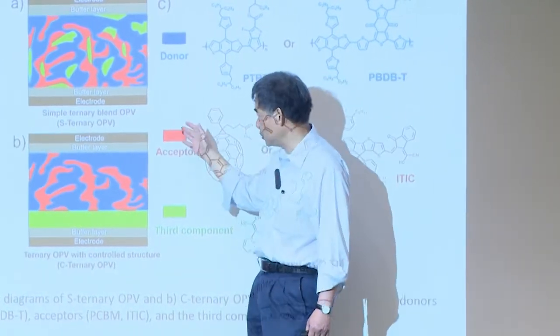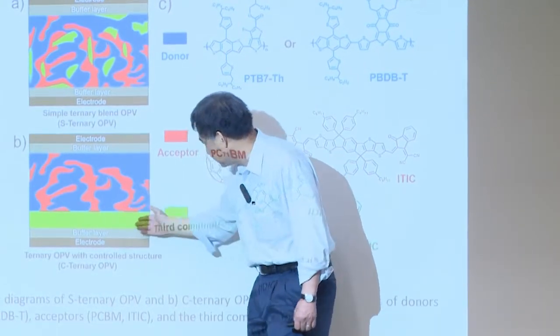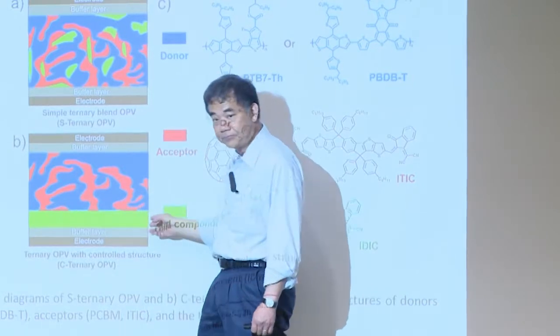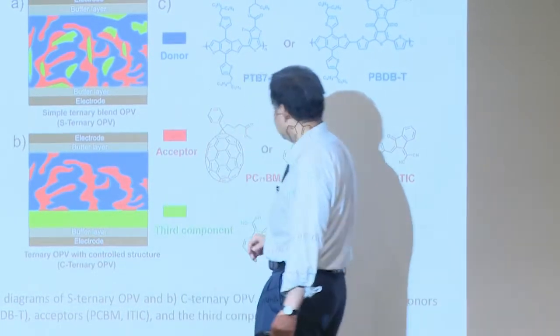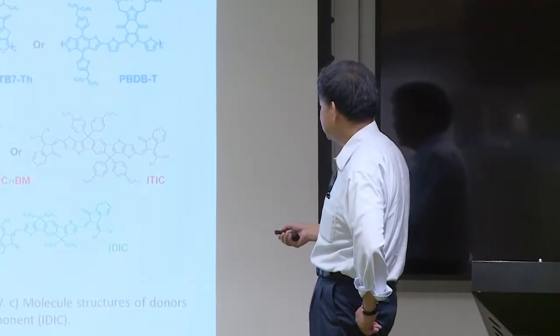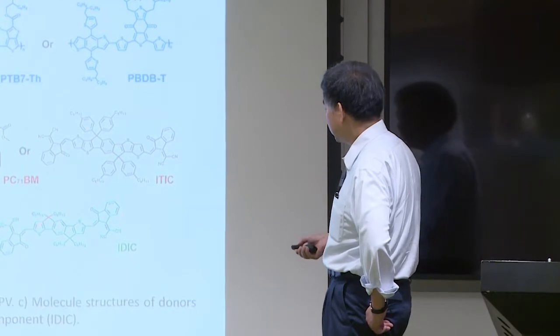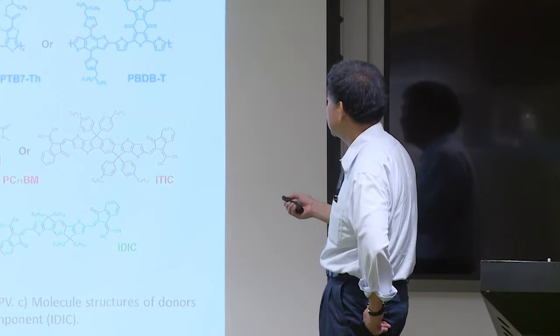So he said, okay, let me do it differently. He invented a term called controlled ternary. You put this green material onto the buffer layer. So instead of blending three together, you put one over here. So look at that. The red material is PCBM or ITIC. The green one is IDIC, and the blue material is the donor material on top.